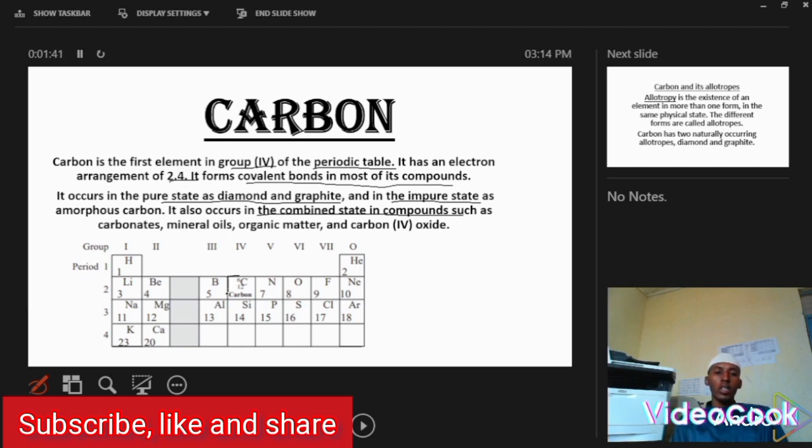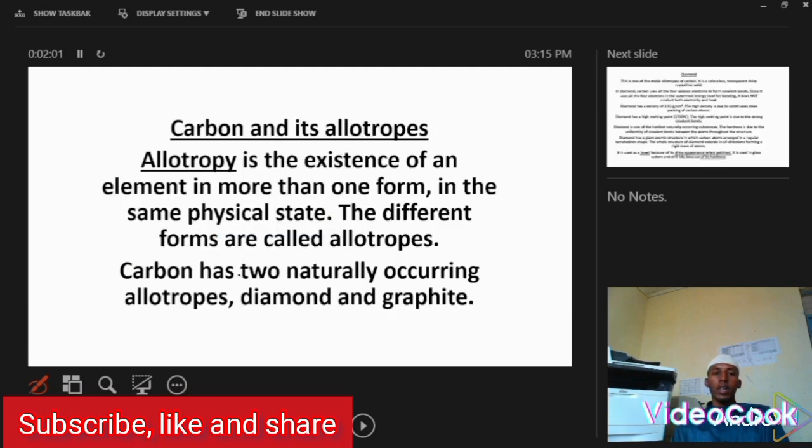Carbon is number 6. It belongs to period 2 and group 4. Carbon has mass number 12 and atomic number 6. It also forms allotropes. Carbon and its allotropes.